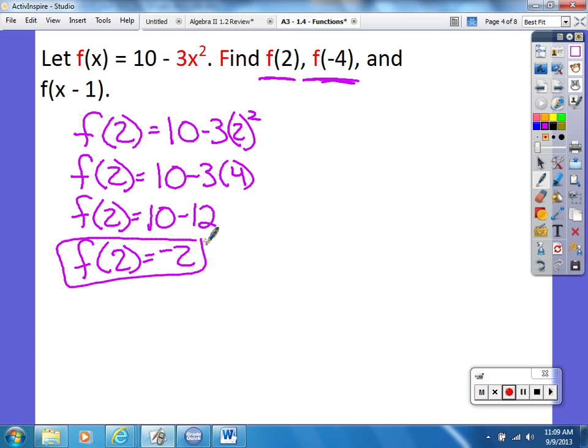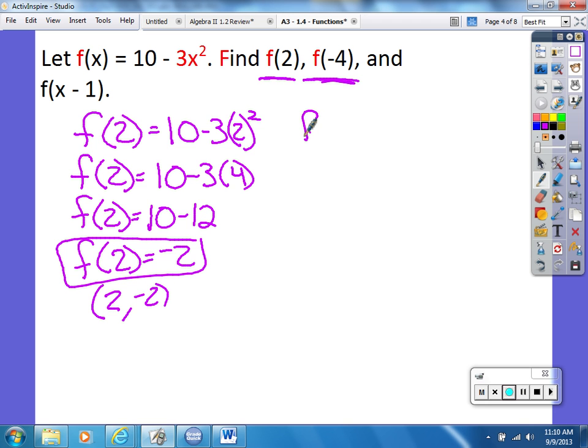Notice this is how I write my final answer. And here's why. This tells me the x value. This tells me the y value. So I can actually tell you one of the points on that equation is 2, comma negative 2. I can actually find the point right out of that answer, can't I? That will help me out if I ever need to graph it for some reason.